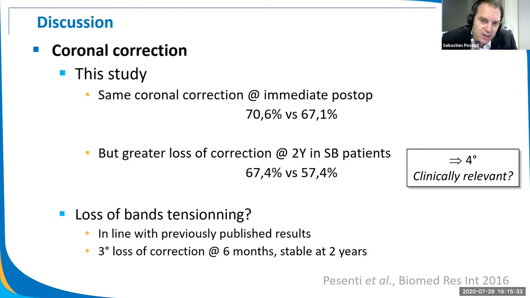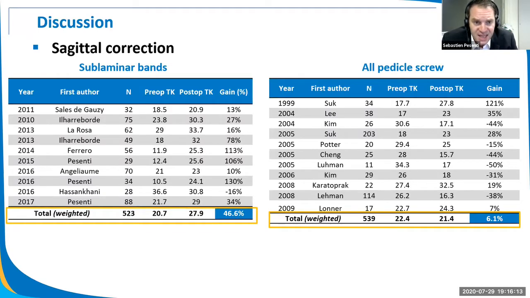So it can be considered as a flaw of the sublaminar bands, but it's only 4 degrees. So even if it's statistically significant, I'm not sure that it's really clinically relevant. It's maybe a loss of band tensioning while the fusion is being acquired. So during the first 3 months, it's in line with the results that we previously published with the Marseille team, where we found a 3-degree loss of correction at 6 months, but with no further change after the 6 months follow-up is passed.